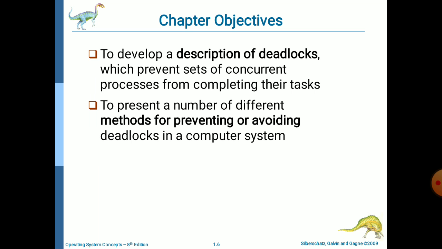The objectives of this chapter are to develop a description of deadlocks, which prevent a set of concurrent processes from completing their tasks, and to present a number of different methods for preventing or avoiding deadlocks in a computer system. So these two are the main objectives of the chapter.